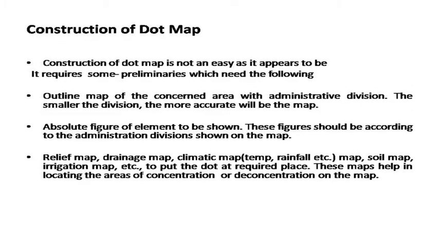For the construction of the dot map, we require an outline map of the concerned area with the administrative divisions. The smaller the division, the more accurate will be the map. We also need the absolute figure of the element to be shown. These figures should be according to the administrative divisions shown on the map. We also need a relief map, drainage map, climatic map, soil map, irrigation map, etc., to put the dot at the required place. These maps help in locating the areas of concentration or deconcentration on the map.